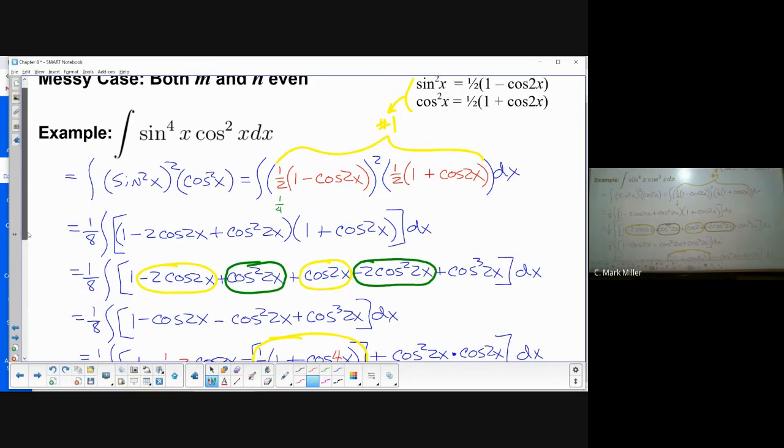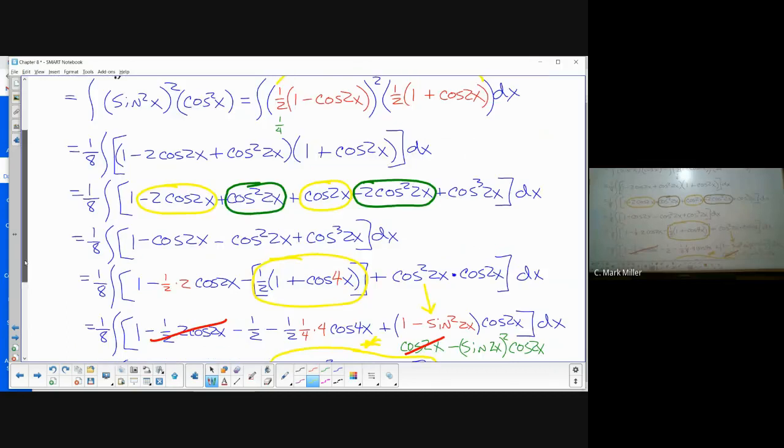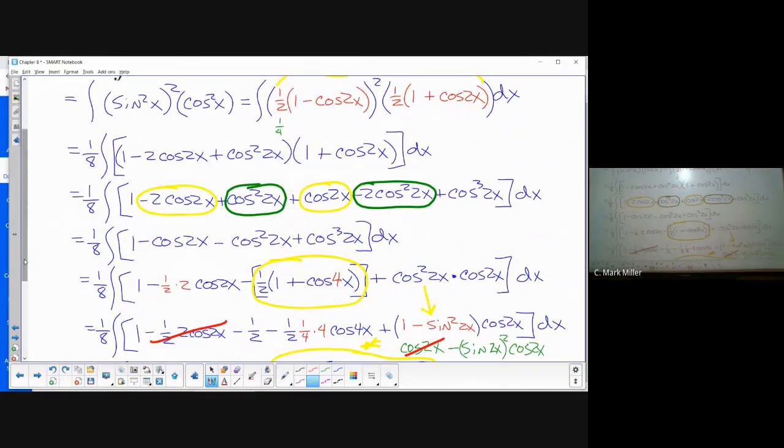So when you put those in, it gets messy. You've got this 1/8 that comes outside. You've got to square that. You multiply them together. But guess what? Once you multiply them all together, you have a trinomial times a binomial. Something with 3 terms in it times something with 2 terms in it. That gives you something with 6 terms in it.